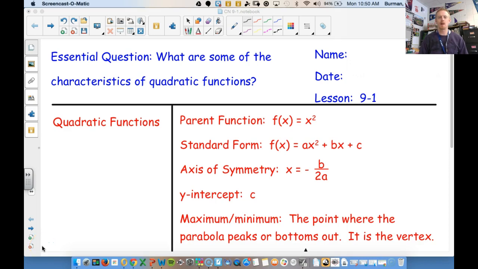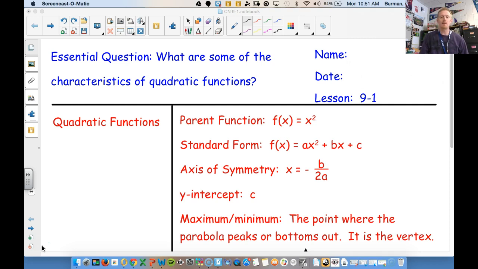Hi, ladies and gentlemen. We're talking about Chapter 9 for at least the start of today. We're starting with Chapter 9. Real simple stuff here. Hopefully, we're going to be graphing quadratic functions. You guys can write down your essential question, the big characteristics of quadratic functions.